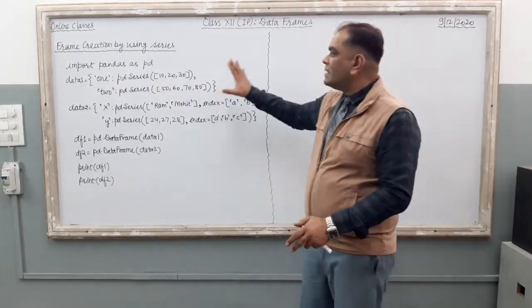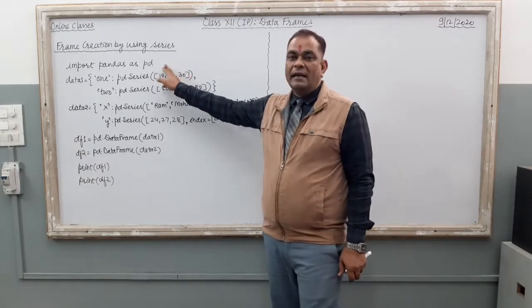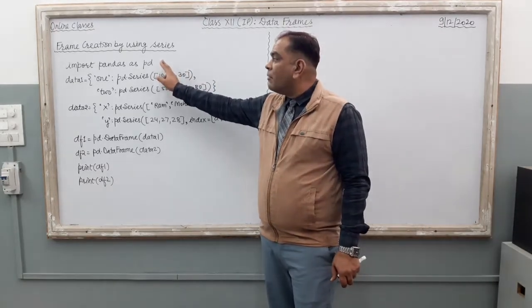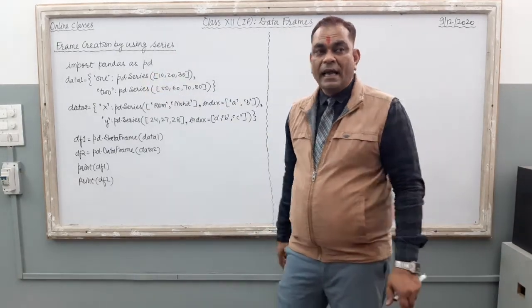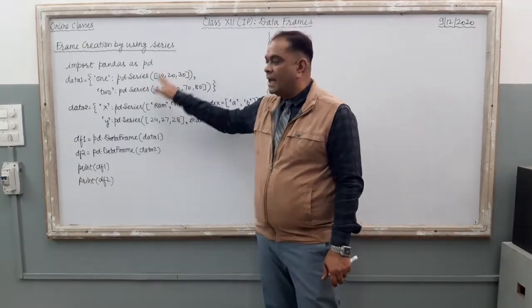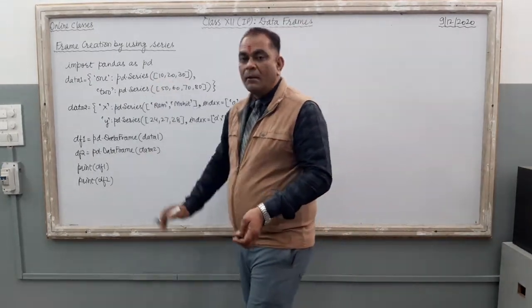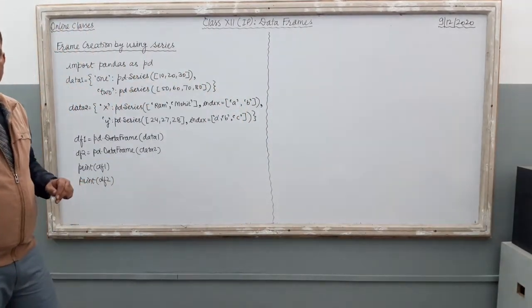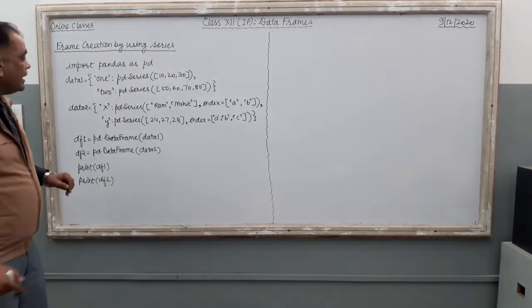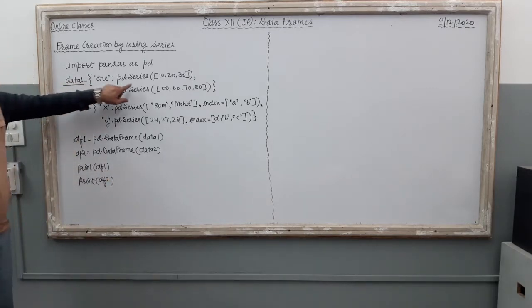So here one simple program is there on the board, and you know that the very first line is an important line related with the series creation, related with the data frame creation. The line is import pandas as pd. Done. Now just see here in this program two different dictionary objects are created. Here data1 is the very first dictionary object.